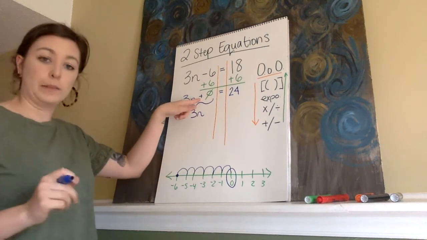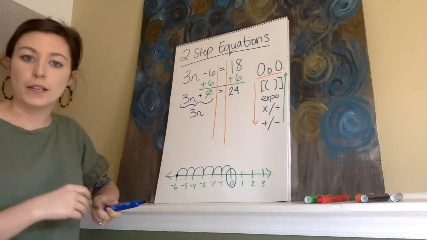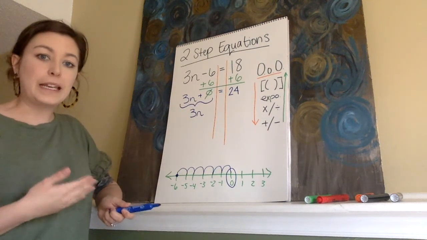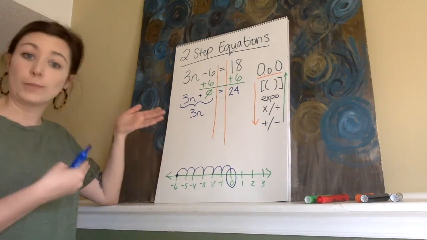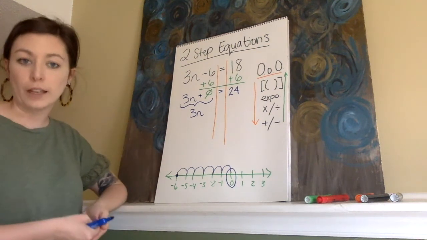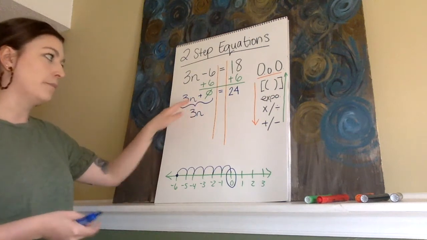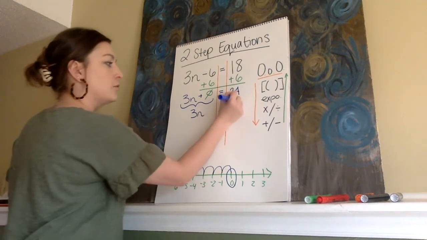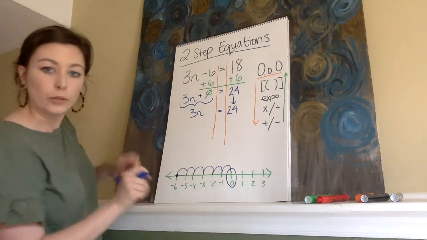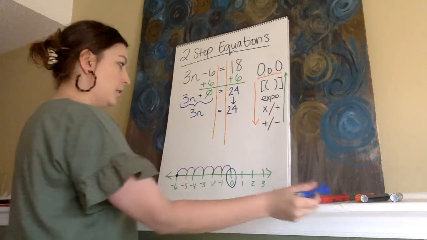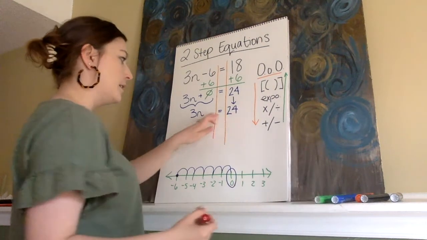Now, if I were to put a subtraction sign there, remember I said it would be the same either way. 3n minus 0 is also 3n, because if you're subtracting 0, you're actually not subtracting anything, right? So it's going to stay the same. So once again, I'm going to just move my numbers down so I have them on an equal playing field, so to speak. And now we're looking at 3n equals 24.